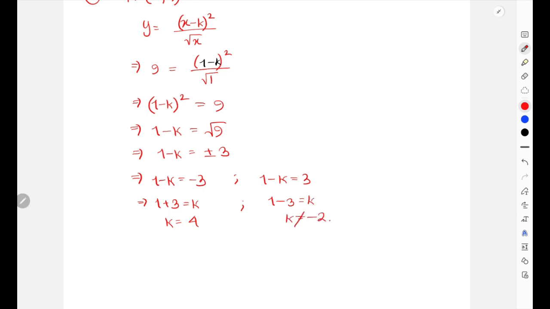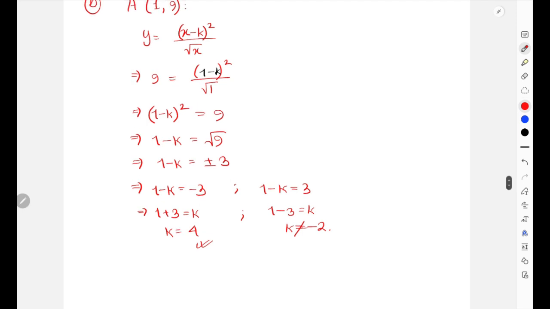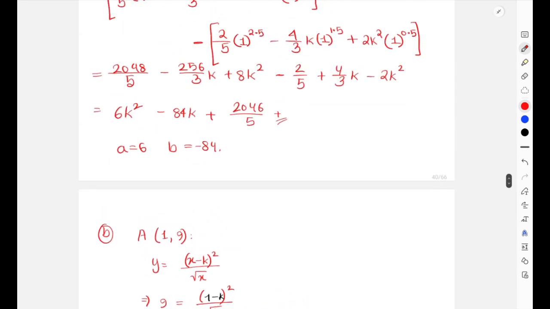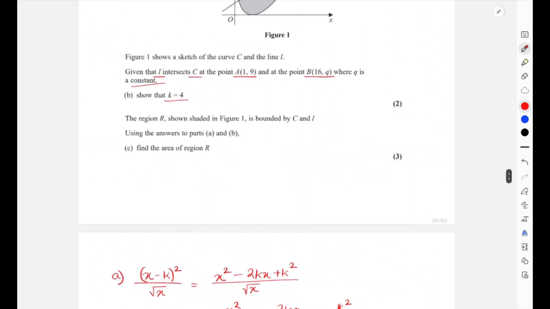So we cannot accept this one because k was greater than 0. So we'll only accept the value k equals 4. That is the basic reasoning I can provide for why the value of k is 4 over here. After that, we'll move on to part C.